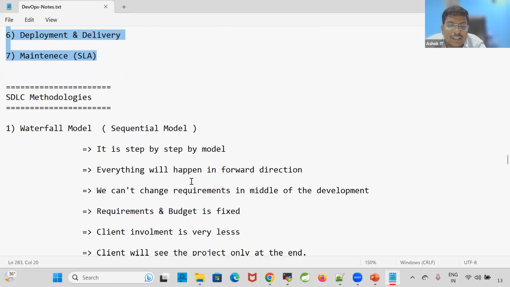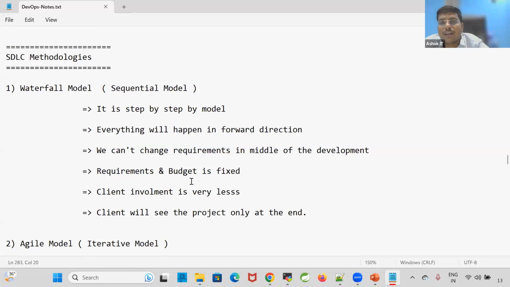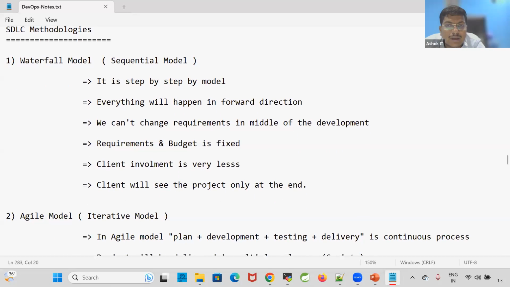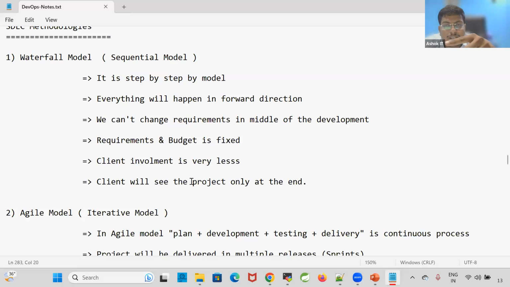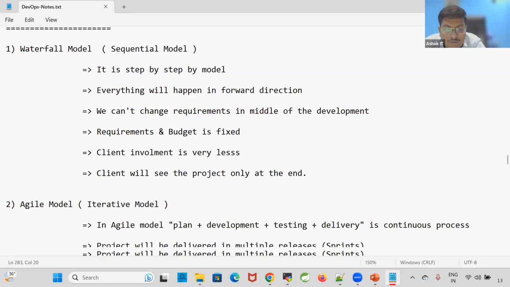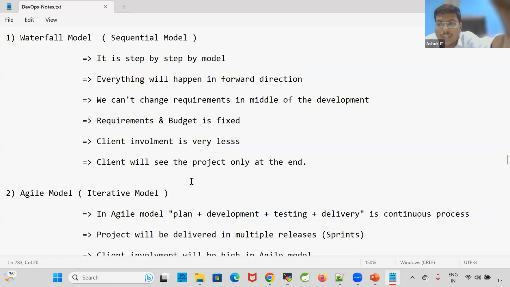Now, in this SDLC, there are several methodologies available. The first methodology is called the waterfall methodology. What is the meaning of waterfall methodology? Waterfall methodology is a step-by-step approach to develop, test, and deliver an application to the client. Everything will happen in the forward direction. After one step is completed, only then we will go to the second step. Requirements and budget are fixed in the waterfall methodology. Client involvement will be very low in this waterfall model. The client will see the project only at the end.